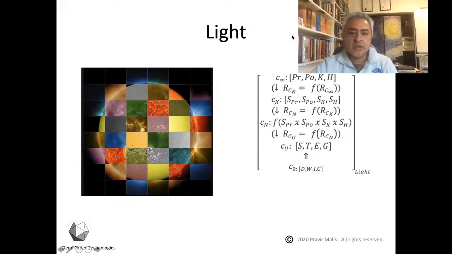So considering this model of light, what you see here on the right-hand side is a multi-layered symmetrical model of light. And there are essentially 5 layers of light over here, depicted by C with subscript infinity, C, K, Cn, Cu, and C0. And what do these represent?